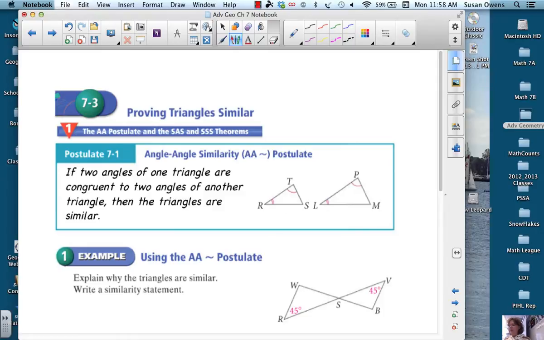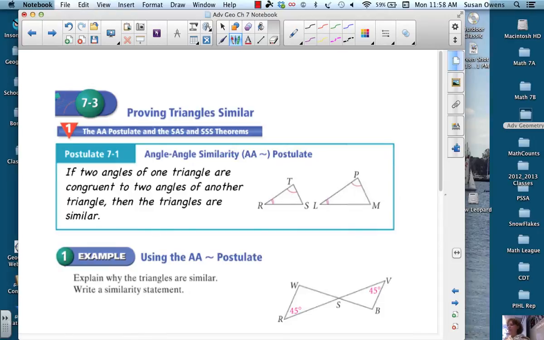Okay, so we start out with angle-angle similarity. We talked about before the fact that we can't have the AAA, angle, angle, angle. It doesn't prove that triangles are congruent. It actually proves that they're similar. You don't need all three angles because of the third angle theorem. This one says if two angles of one triangle are congruent to two angles of another triangle, then the triangles are similar.